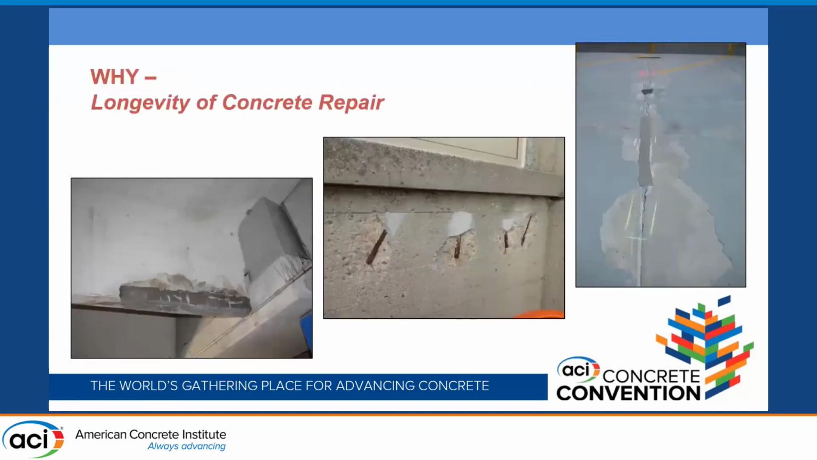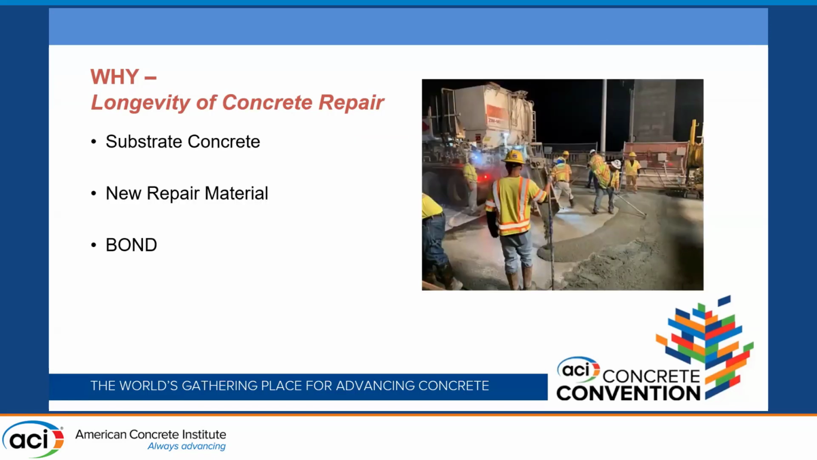Starting with why. Now, concrete repairs are everywhere. You've seen contract work on parking garages and building facades. And sometimes you find a condition like what I've shown here, where the repair material has cracked, delaminated, and spalled, sometimes within a couple of months or a couple of years. So why does concrete repair not last long? Well, there are three big parameters about the longevity of concrete repair: the substrate, the new repair material, and the bond between the new and existing concrete.